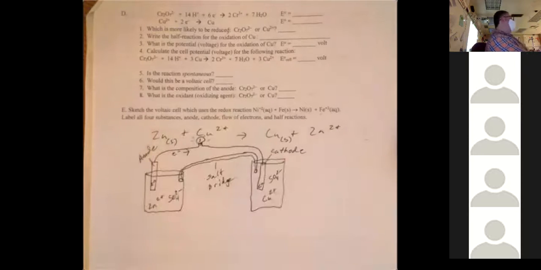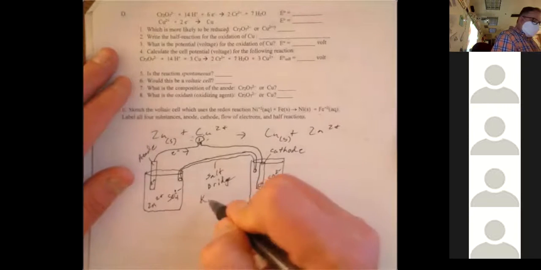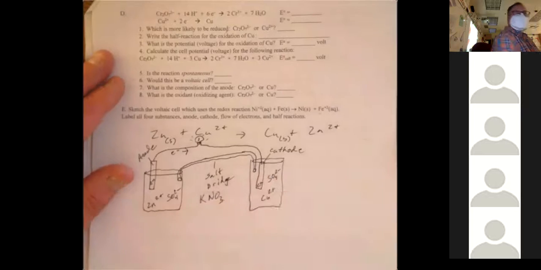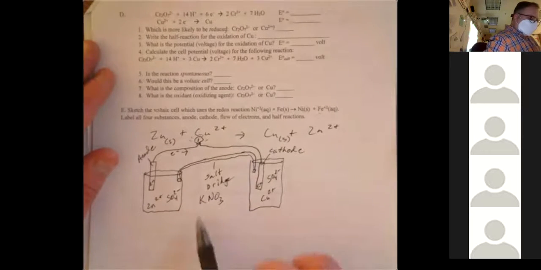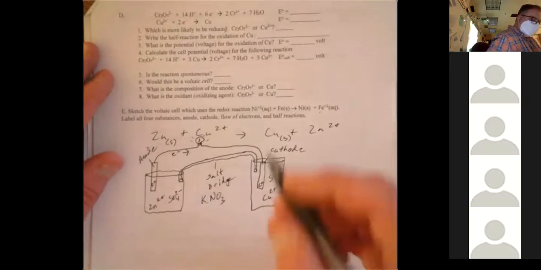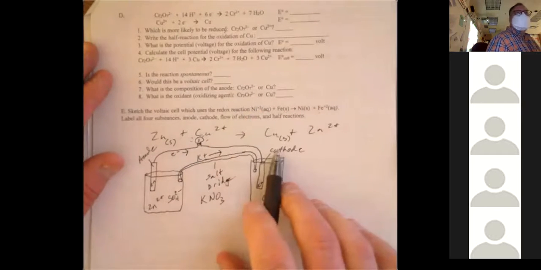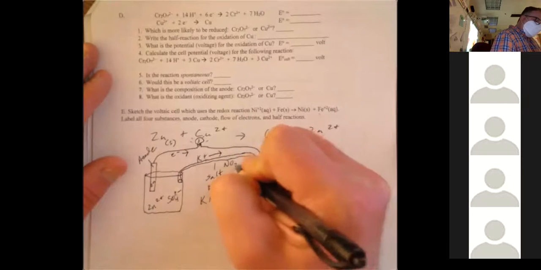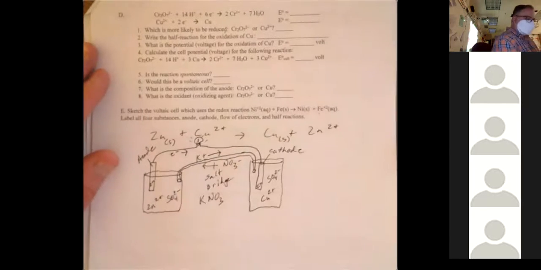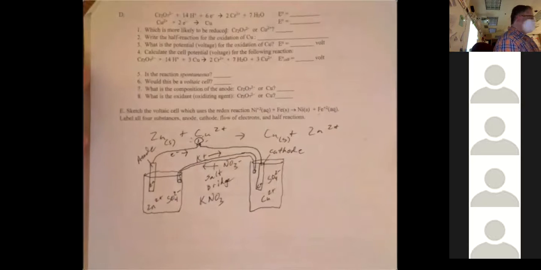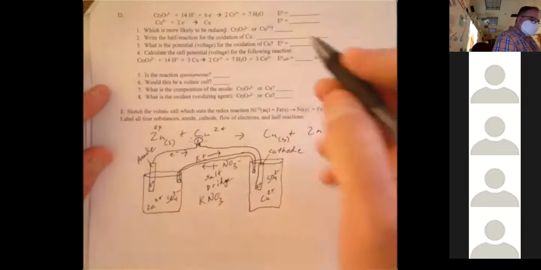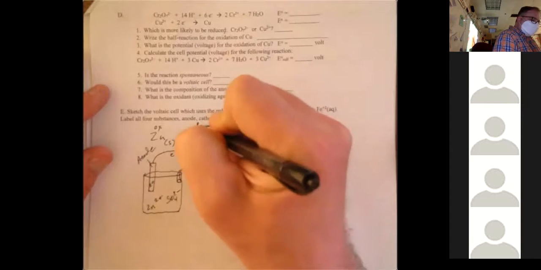In this salt bridge, we could have anything. Let's just use potassium nitrate. So as we look at this, the cation, the K+, would try to travel towards the cathode, and the anion, the NO3-, would try to travel towards the anode. So we know that zinc is being oxidized and the copper 2+ is being reduced.